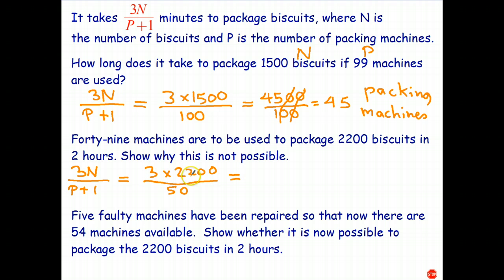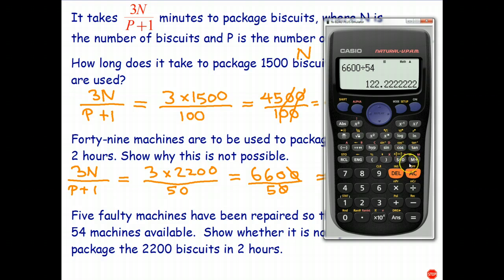Well, 3 times 22 is 6,600 all over 50. Divide by 10, and I get 660 divided by 5. I could do that in my head, but I'll just use my calculator since I have it here and clear what I've got at the moment. 660 divided by 5 equals 132.